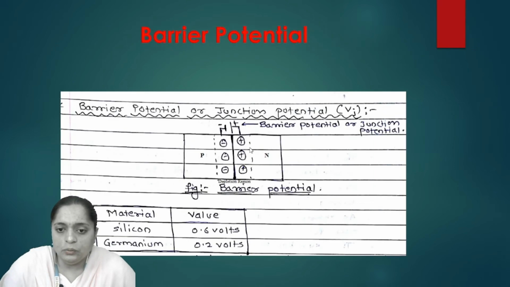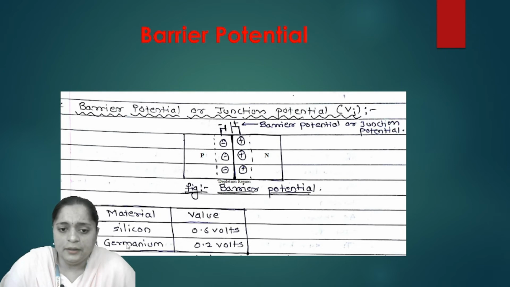Due to these immobile positive and negative ions near the junction, an electric field is created. That electric field is known as barrier potential or junction potential. Different materials have different values for this barrier potential.